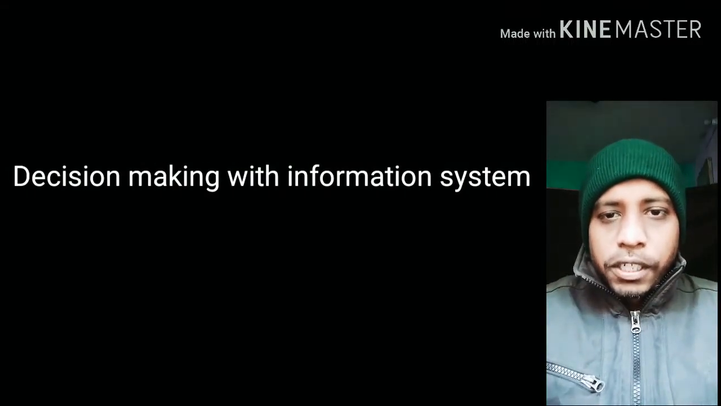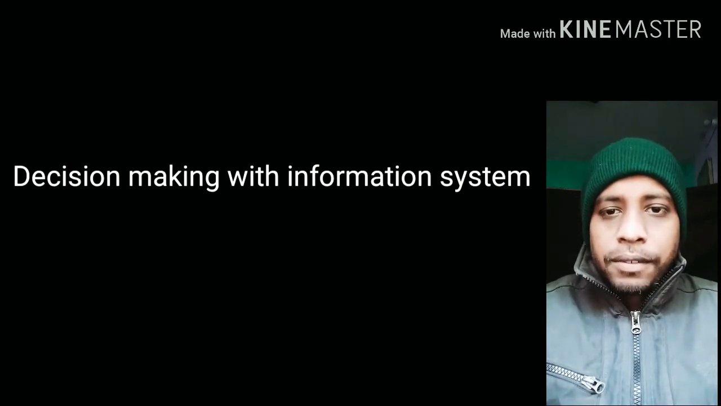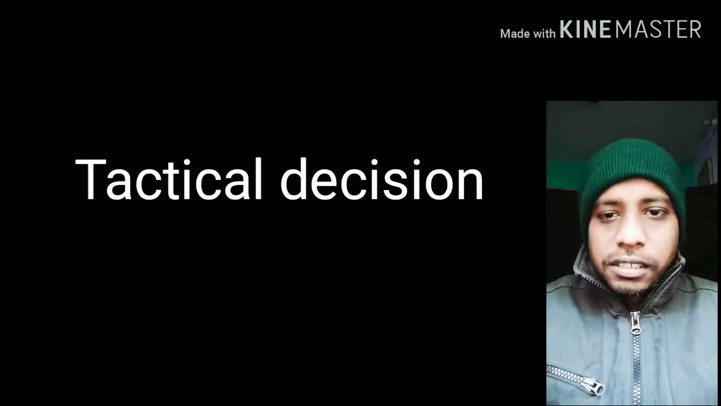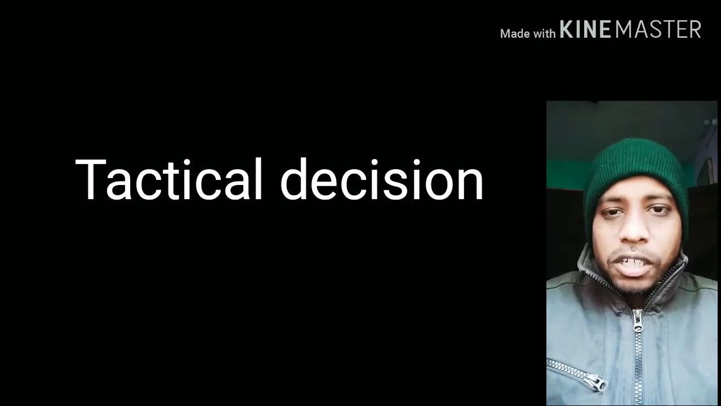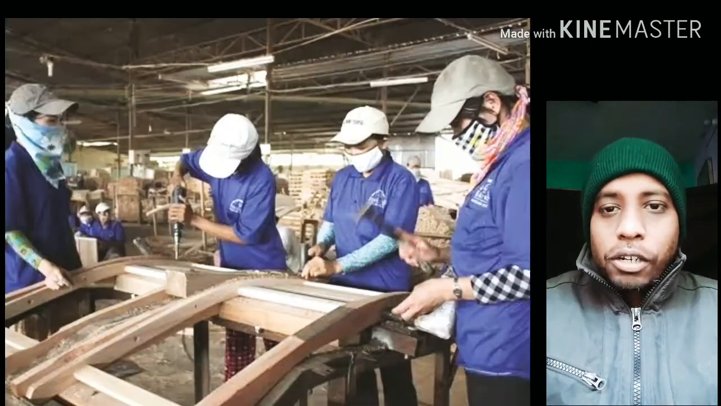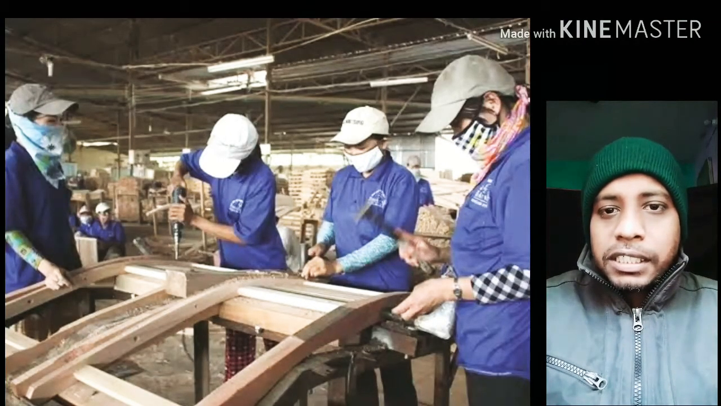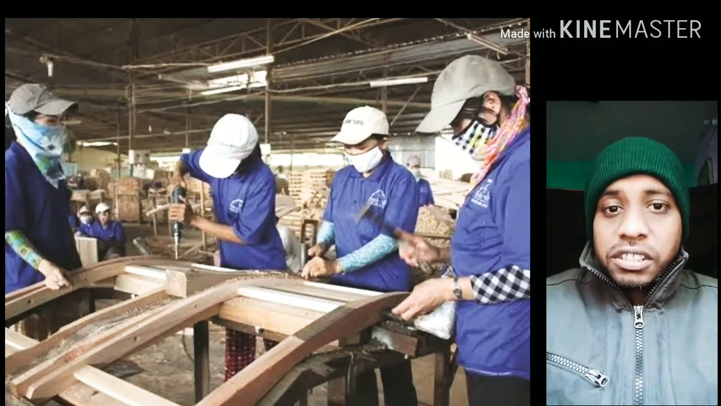Hi guys, in this video we will talk about how different types of decisions can be taken with the help of information systems. So let's start with tactical decisions. Tactical decision-making is an important task for all employees within a particular organization, and the purpose is to make decisions about various things. At the lowest level of the organization, the workers have to decide how to go about their work. Their work is usually quite structured.